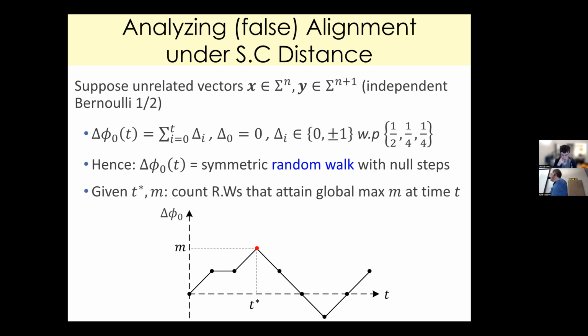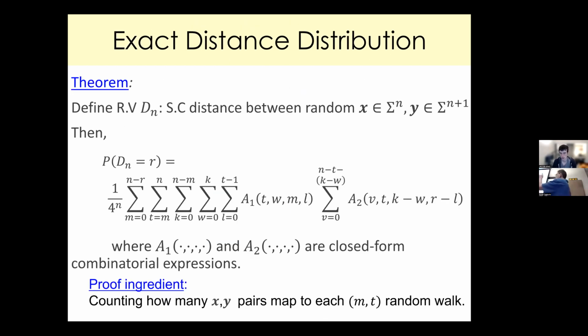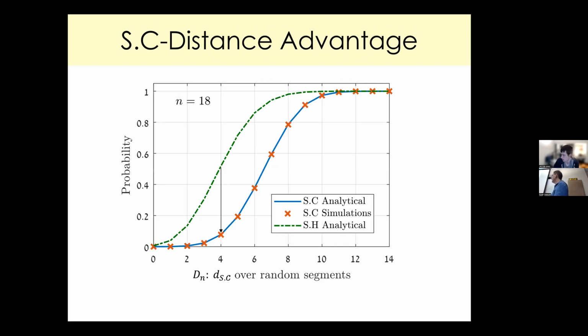Again, I don't have time to explain, but let's jump. We have a theorem that gives the closed form distribution of this D_n, which is the random variable of what this distance would be on sequences of length n and n plus 1. We have the full closed form expression of this distribution. And let's see the results. In blue, we see our metric, and we compare it to the previous metric, which is called the shifted Hamming distance. In green, those are the CDFs of those two distributions.